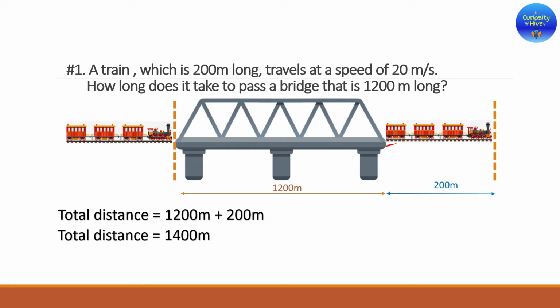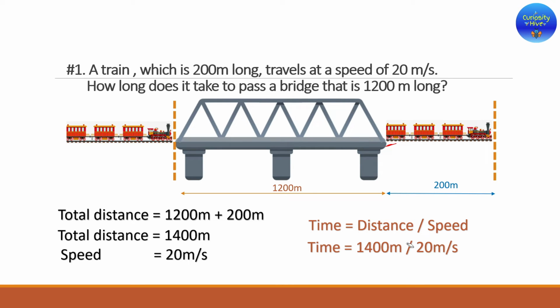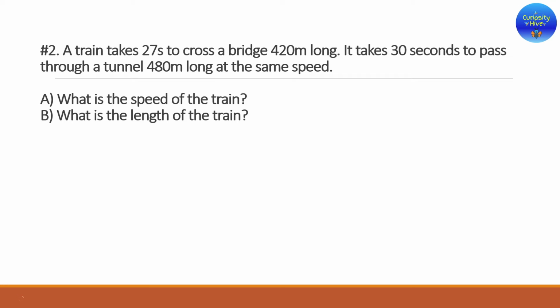Now we'll take note of our next parameter, which is the speed, which is given to be 20 meters per second. So now we note the distance and speed. So the time, well, the time is distance upon speed as we saw earlier, and here we'll replace distance with 1400 meter and speed with 20 meter per second, and that will give us the answer to be 70 seconds. So that's the right answer for this question. Let's go to the next question.